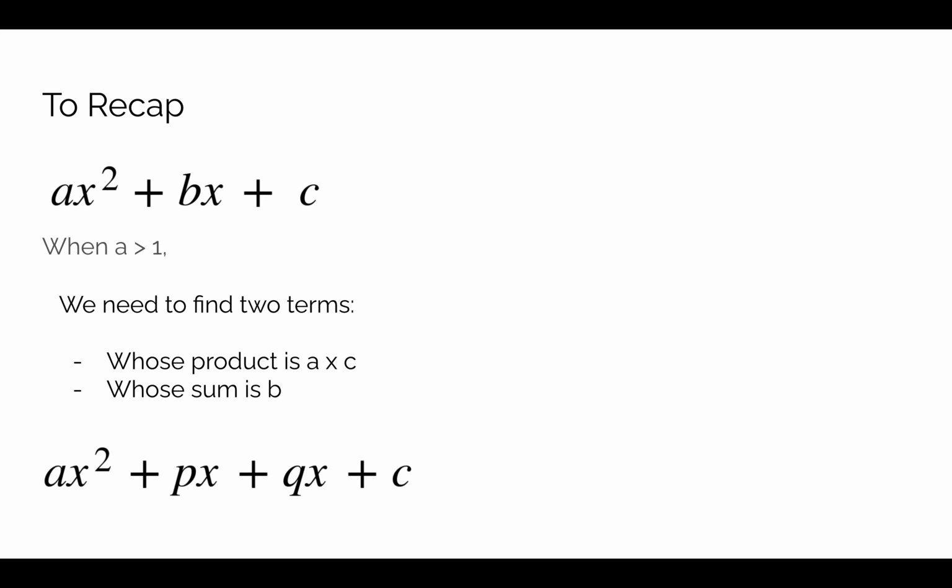And by finding those two terms, you will have an expression in the form of ax squared plus px plus qx plus c. Now that you have these four terms, you can group together these two terms, and you can common factor between those two pairs of terms. And the brackets that you have, you can then factor out, which will result in two brackets and give you a fully factored form of the original expression.